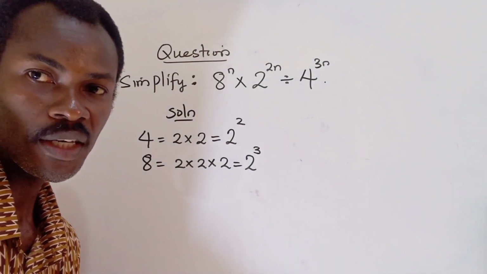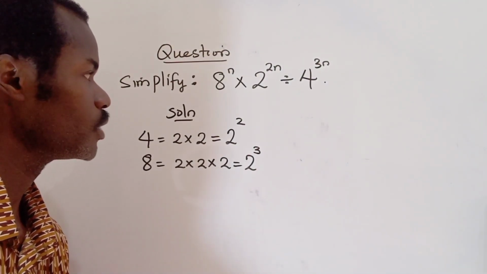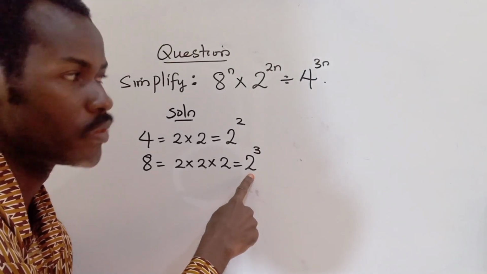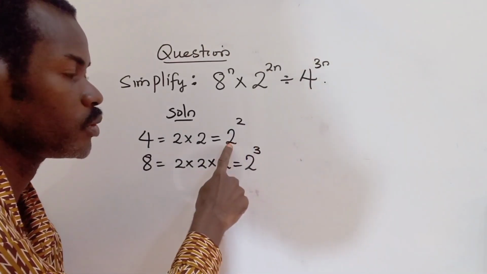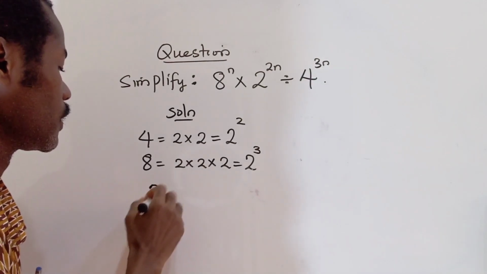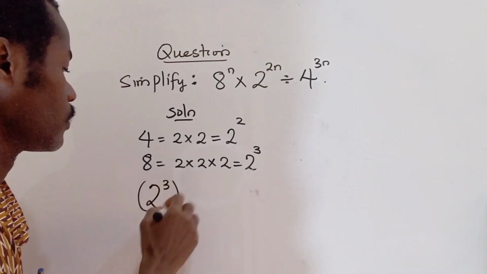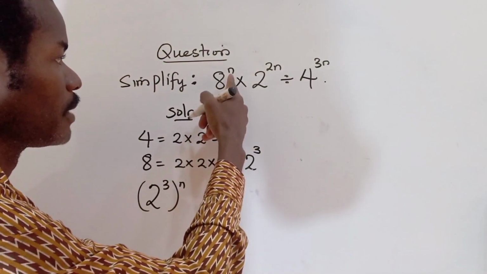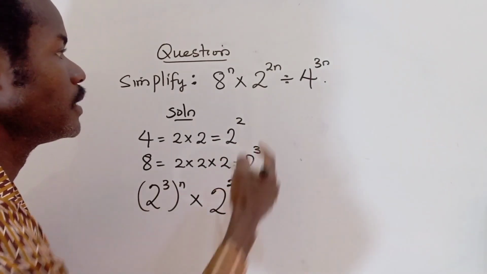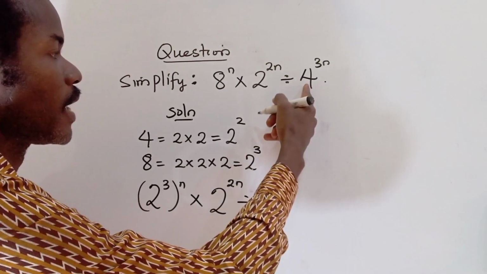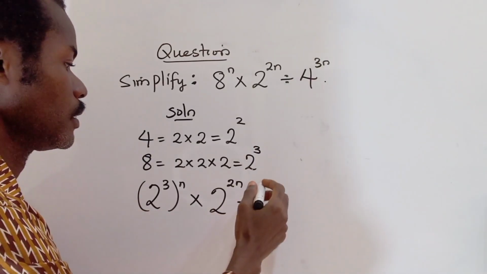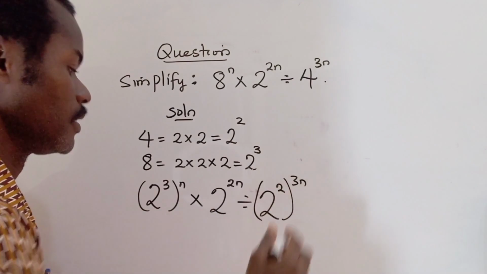Okay, so our next step is we are simply going to substitute. In place of 8, we are going to use 2 to the power of 3, and in place of 4, we are going to use 2 to the power of 2. So we are going to have 2 to the power of 3, to the power of n, multiplied by 2 to the power of 2n, divided by 4, which becomes 2 to the power of 2, to the power of 3n.